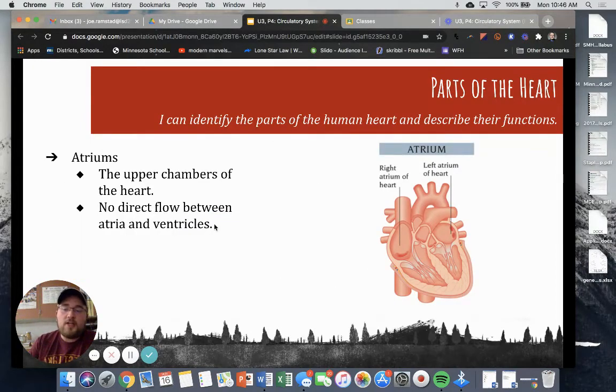Okay, so we are going to get started with some basic parts. First is the atria. The atria are the upper chambers of the heart, and there's no direct flow between atria, which is the plural of atrium, and the ventricles. So the right atrium of the heart is over here, and the left atrium of the heart is over here.